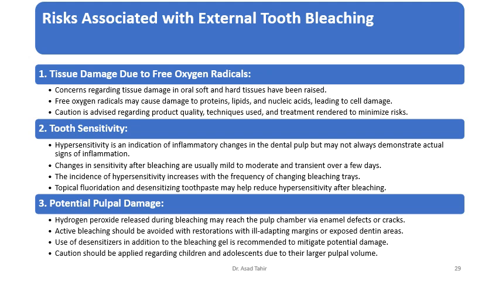3. Potential pulpal damage. Hydrogen peroxide during bleaching may reach the pulp chamber via enamel defects or cracks. Active bleaching should be avoided with restorations with ill-adapting margins or exposed dentin areas. Use of desensitizers in addition to the bleaching gel is recommended to mitigate potential damage. Caution should be applied regarding children and adults due to their larger pulpal volume.